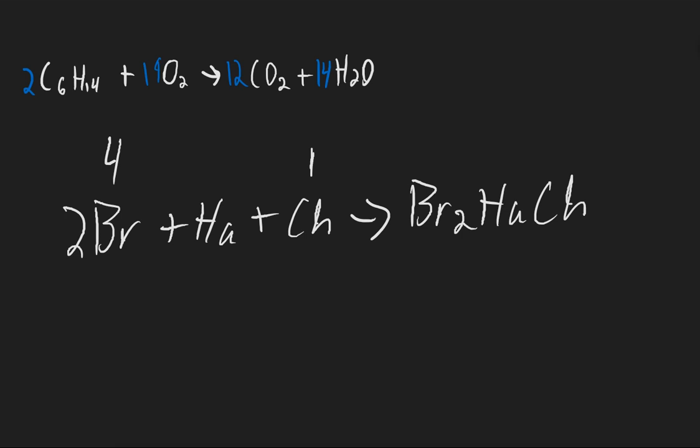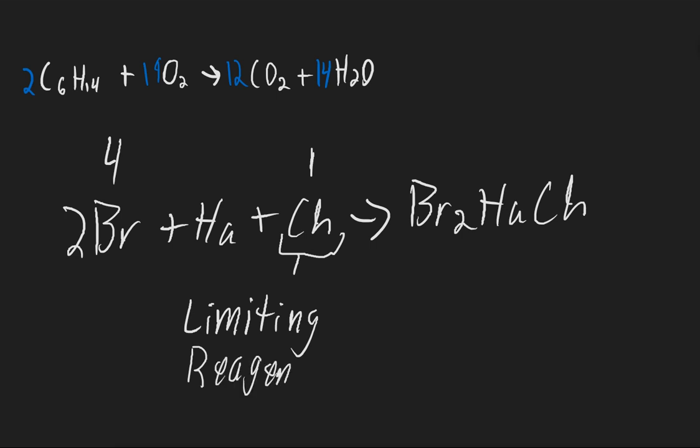Because I can't make a ham and cheese sandwich without a slice of cheese. That would just be a ham sandwich, and I don't want a ham sandwich. I want a ham and cheese sandwich. So the cheese in this situation is what we call our limiting reagent. It limits us from making as much product as we can.